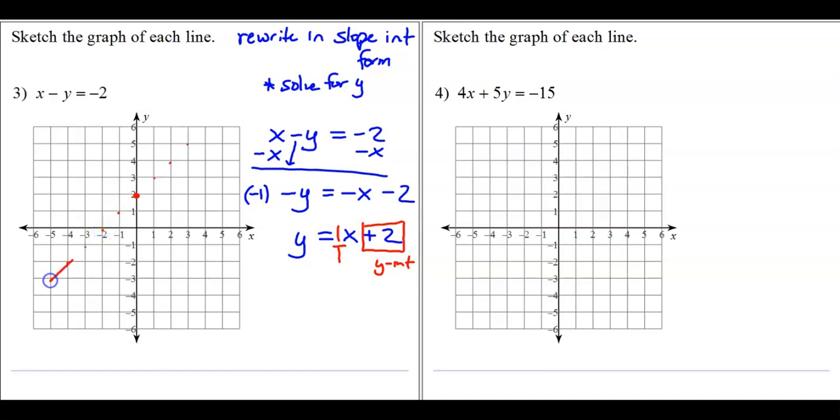And now I can graph my line. So basically I just graphed this equation, but I had to do a few little steps to get it into slope-intercept form. So let's do the same thing over here for number 4.